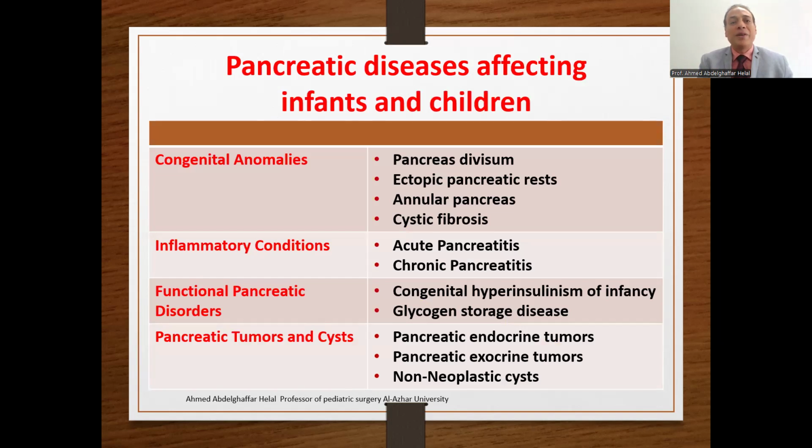Now, what are the pancreatic disorders affecting infants and children? We can categorize these disorders into 4 major items: congenital anomalies, inflammatory conditions, functional disorders, or pancreatic tumors and cysts.